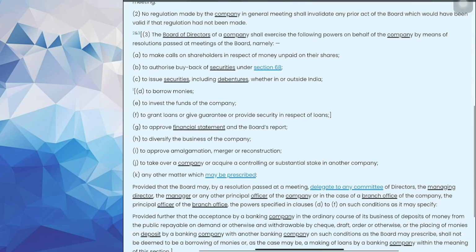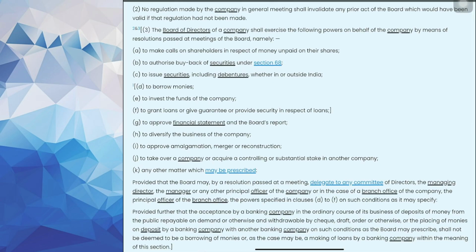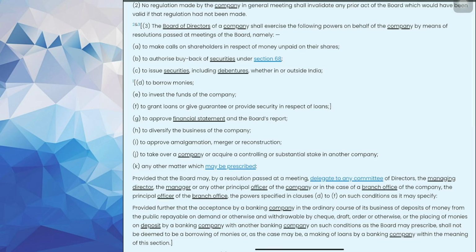Subsection 2: No regulation made by the company in a general meeting shall invalidate any prior act. That means the regulations made by the company in a general meeting shall not invalidate any prior acts. Prior acts shall not be invalidated. If you want to invalidate my inconsistency, that can be done only with regard to future actions. Clear or not, everyone? Okay, that's the point.